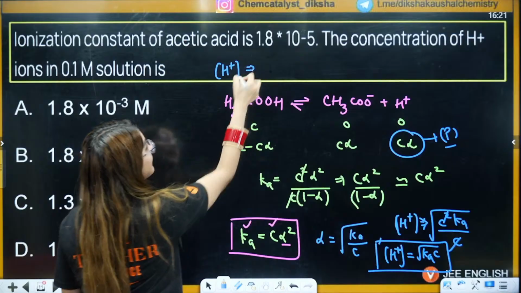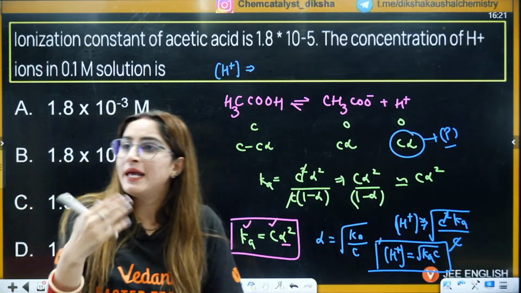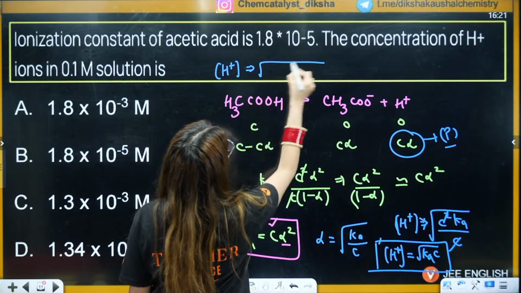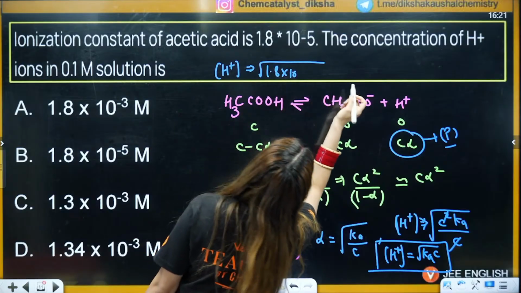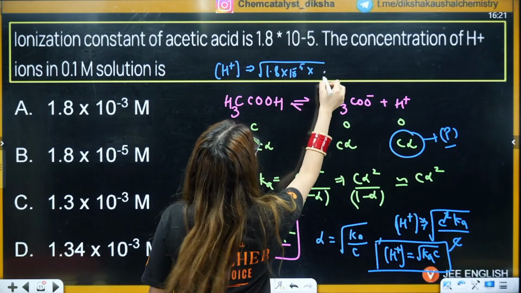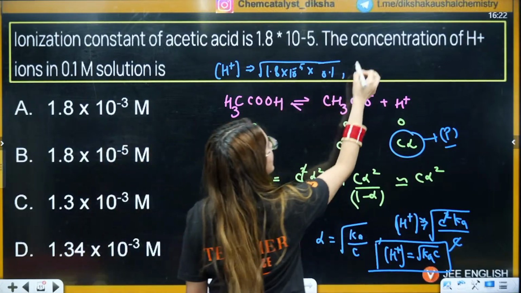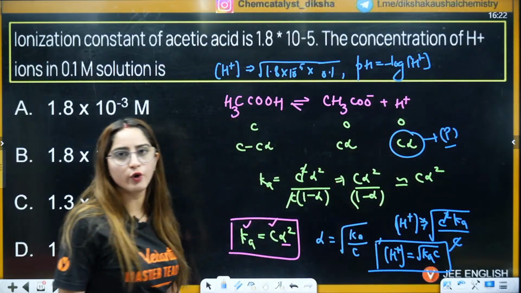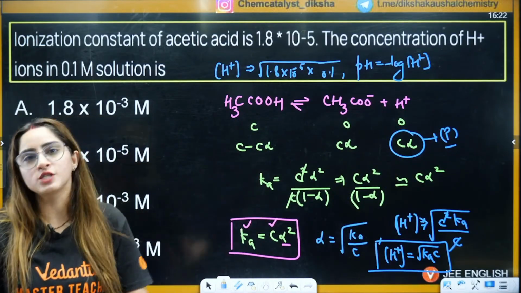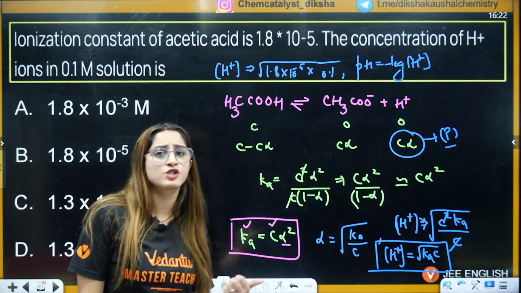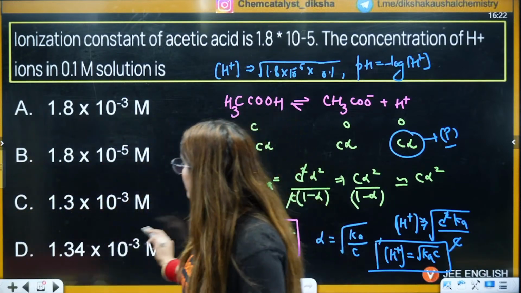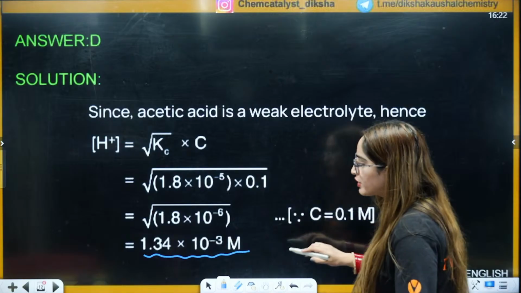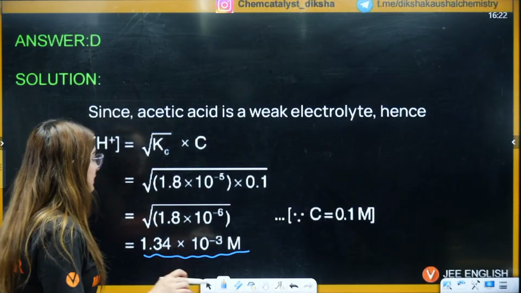They can also ask you the pH value here, or the pOH value here. Firstly let us see what is H positive. That will be under root of 1.8 into 10 raised to power -5 multiplied by 0.1. You will take the under root of this. pH is equals to minus log of H positive, that will be your pH value. pOH is 14 minus pH. So you can calculate pH, pOH, anything from this. After doing the calculations, you will see that H positive concentration is 1.34 into 10 raised to power minus 3.